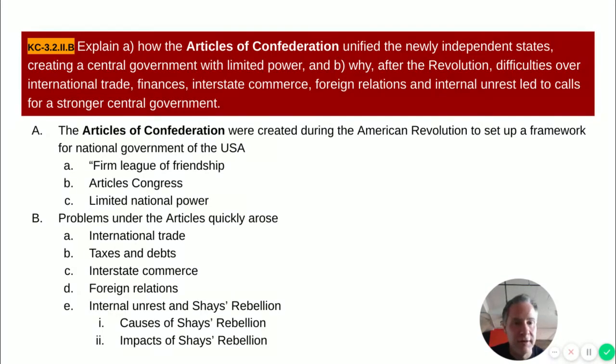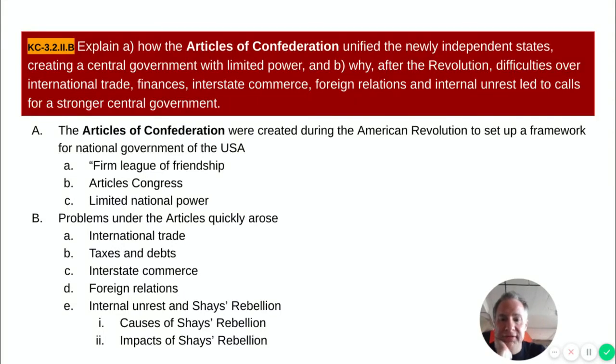Foreign relations like international trade were also problematic. The United States could not speak with one voice when it came to foreign affairs, so other governments didn't recognize us. They thought we were going to be a short-lived experiment. Only France had any sort of recognition of the United States as a government.